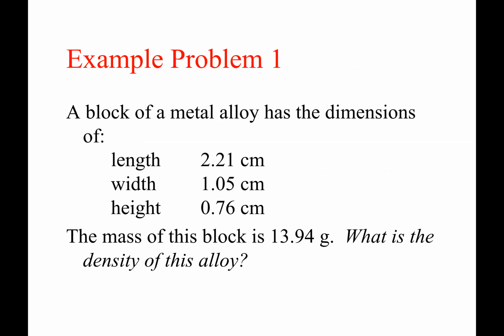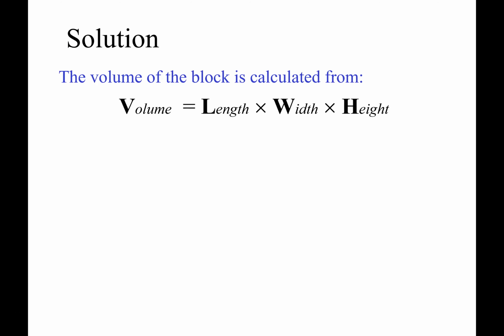So let's do an example. Tomorrow you guys are going to have a wooden block. In this case, it's not wood, it's some sort of metal alloy. And we have the length and the width and the height, the three unique dimensions of that block. So how can we get volume? Length times width times height, exactly. You got it. And notice they went ahead and weighed it for us: 13.94 grams, that's nice. So we're going to have to get the volume, and once we have the volume, we're just going to take the mass divided by the volume.